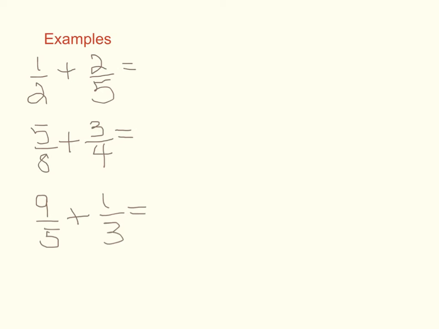In the first one I have 1/2 plus 2/5. So I need to make a common denominator. That means I'm looking for a common multiple, and to make my life easy I want the lowest common multiple of the denominators. So the lowest common multiple of 2 and 5, I know that would be 10. So my lowest common denominator is 10 in the first one.